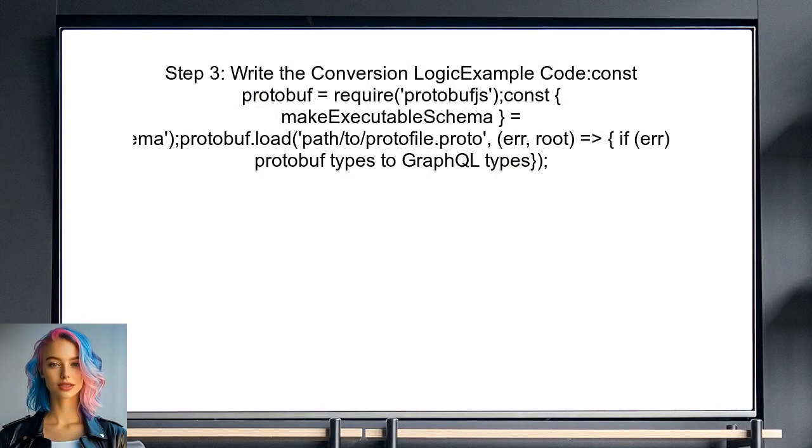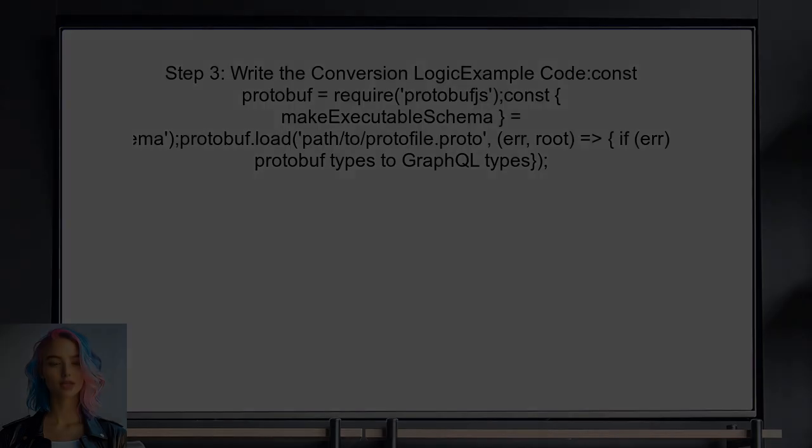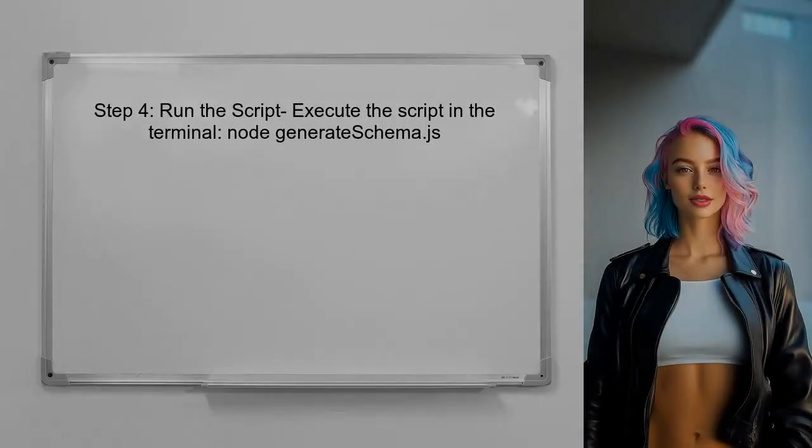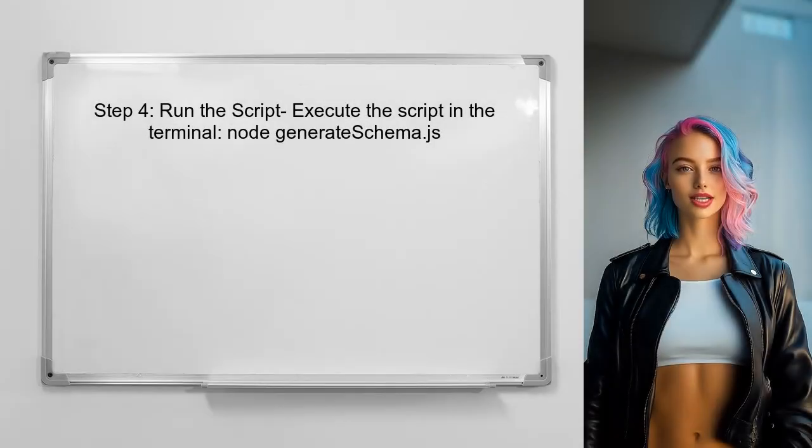Now, the user should write the code to read the Protobuf file and generate the GraphQL schema. This involves using the Protobuf.js library to parse the Protobuf definition and then mapping the types to GraphQL types. After writing the conversion logic, the user should run the script to generate the GraphQL schema. This can be done by executing the JavaScript file in the terminal.